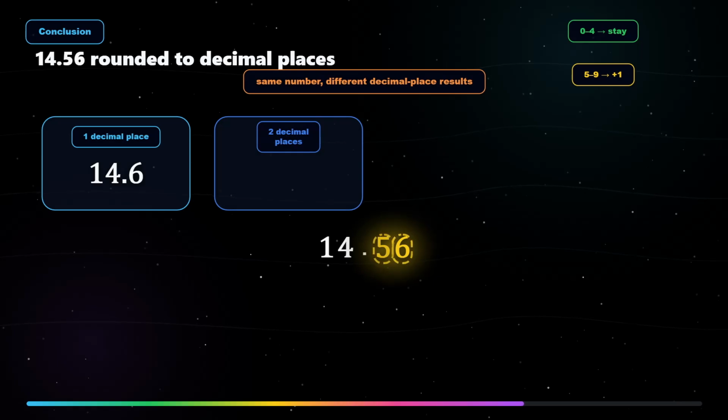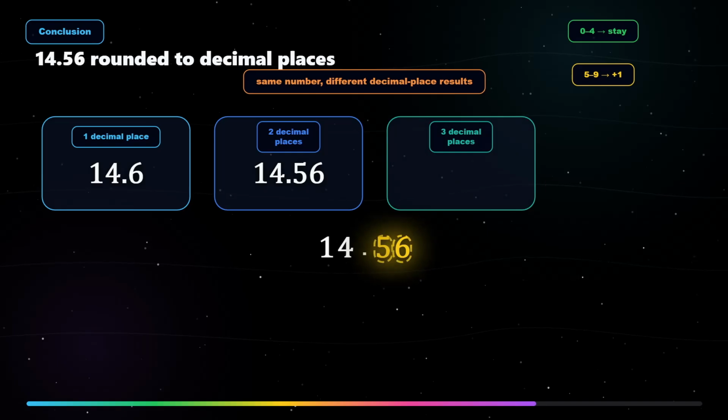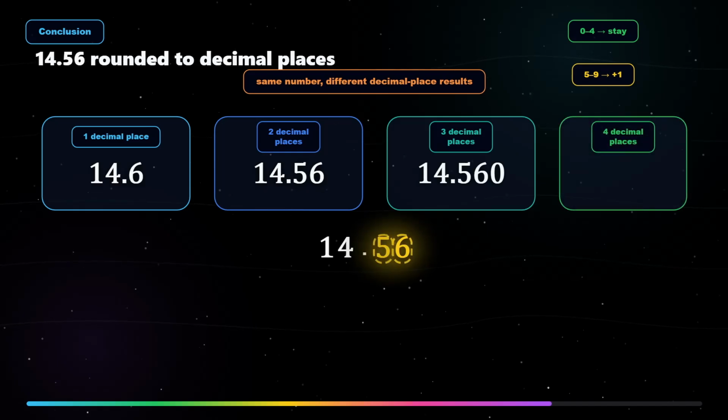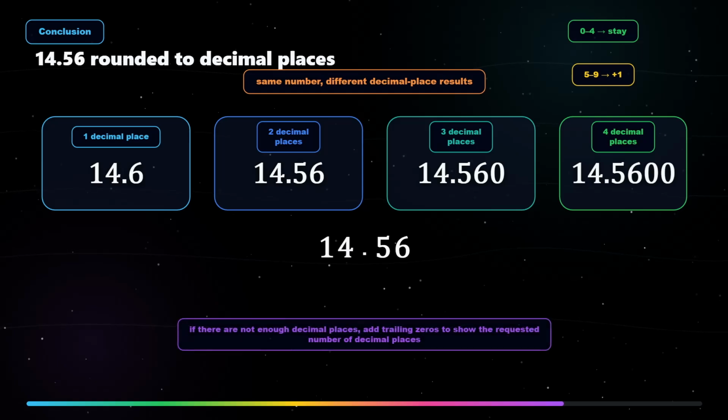To two decimal places, we keep two digits after the decimal point. 14.56 already has two decimal places, so it stays as 14.56. To three decimal places, we need three digits after the decimal point. We only have two, so we add a 0 at the end. 14.56 becomes 14.560. To four decimal places, we need four digits after the decimal point, so we add two zeros. 14.56 becomes 14.5600. Zeros at the end can be used to show the number of decimal places requested.